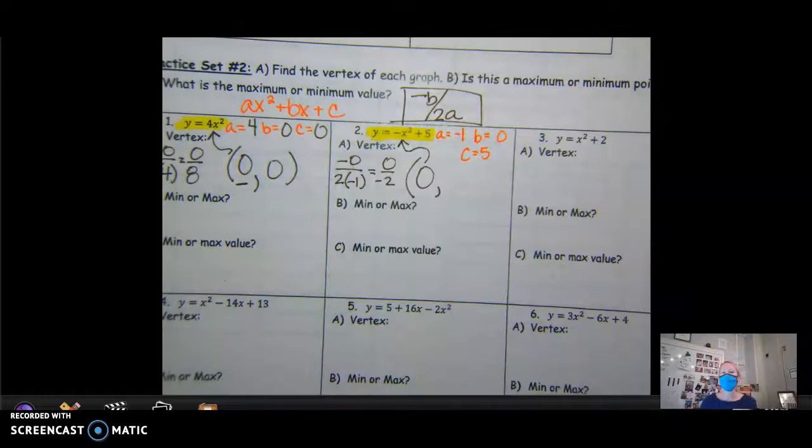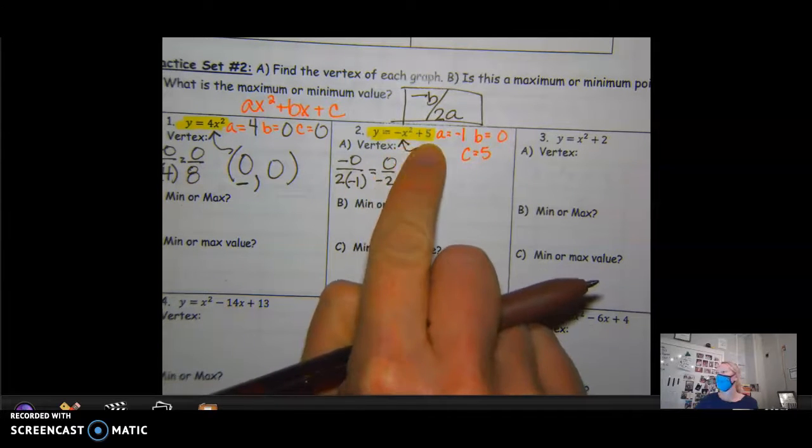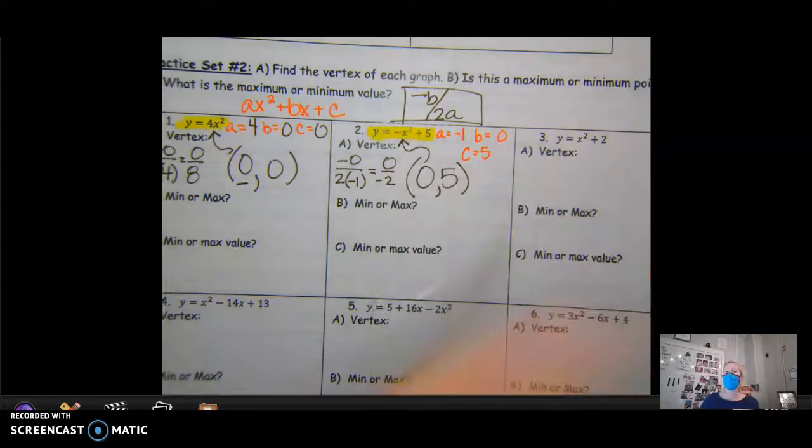Yes, I plug that in for that. So what's 0 squared? And then throw a negative. Does a -0 differ from a 0? No. So I do 0 plus 5. What's 0 plus 5? So my vertex is at (0, 5).